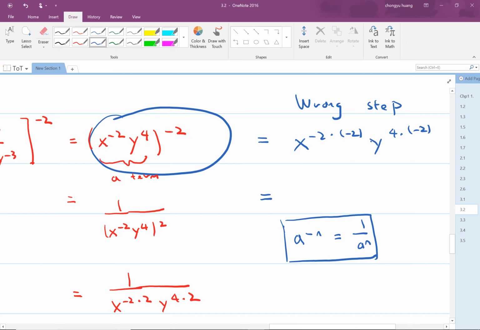So over here, you just cannot do this because it is the wrong step. Because the property basically says a to the power negative n is equal to 1 over a to the power n. Okay, so this is the right step. If you're doing the other step, then everything goes wrong, right? You see, if you're doing the wrong step, x to the power negative 2 multiplied by negative 2 is actually 4, right?